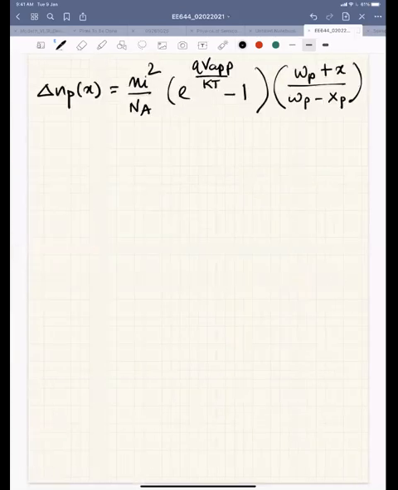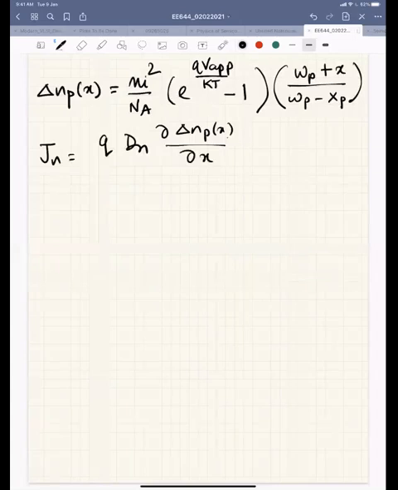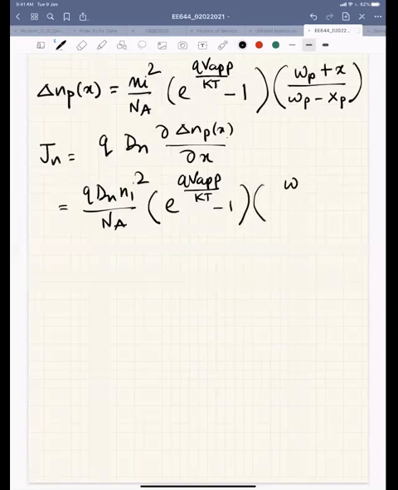Similarly, you could write down Jn. This is q Dn del np(x) by del x. So if you do that, then this will be q Dn ni square by Na times e to the power q Vf by kT minus 1, and this will be 1 by Wp minus xp, right?